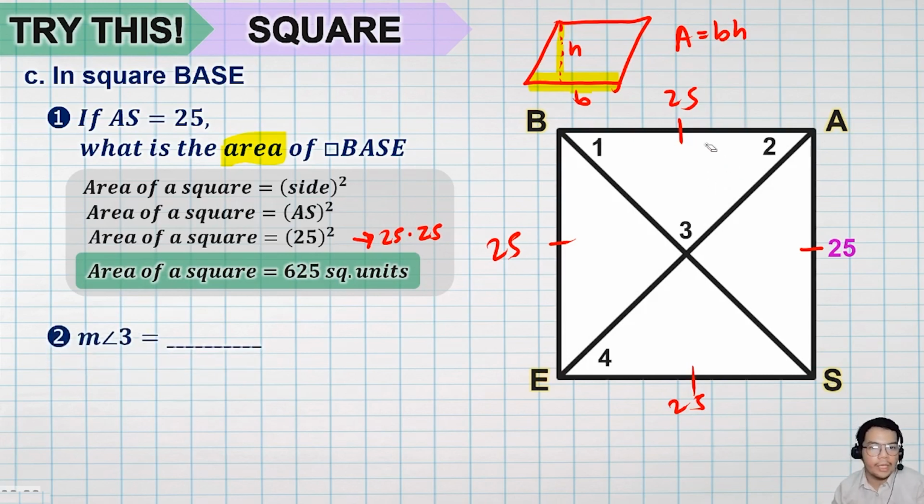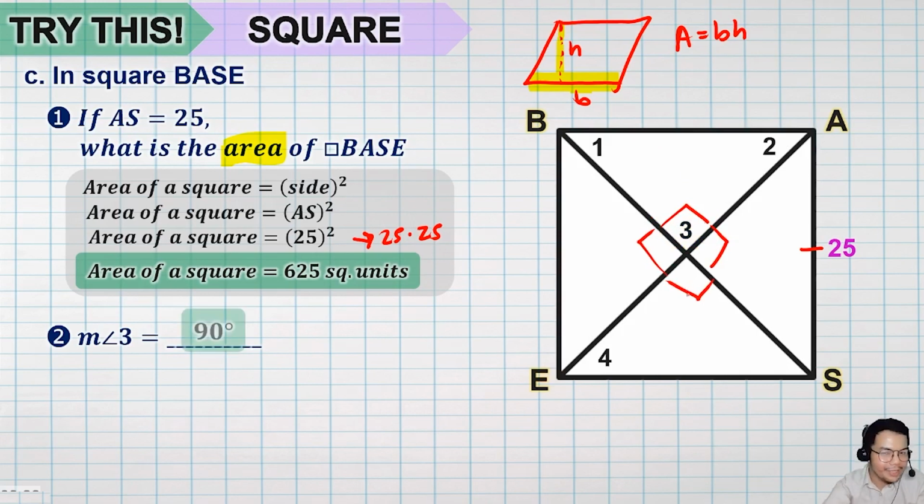Ayan. So next, let's have the second one. Punta naman tayo sa mga angles na present sa loob ng isang square. So class, what do you think is the measurement of angle 3? Ano kayang sukat nito? Ilang degrees ang sukat niyan? Just like a rhombus, a square also has the property that diagonals are perpendicular. That means all of the angles formed upon the intersection of the diagonals will be a right angle which measures 90 degrees. So the measurement of angle 3 is gonna be 90 degrees.